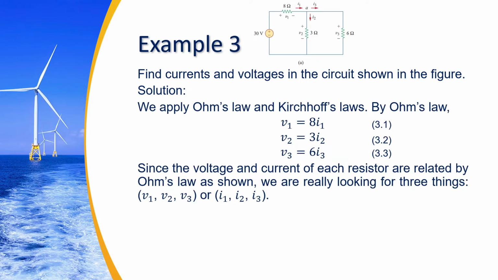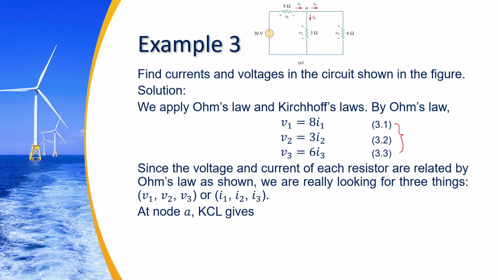Since the voltage and current of each resistor are related by Ohm's law as shown, we are really looking for 3 things. From our three equations, we can get the values of V1, V2, V3, or the values of I1, I2, I3, whichever we get first.